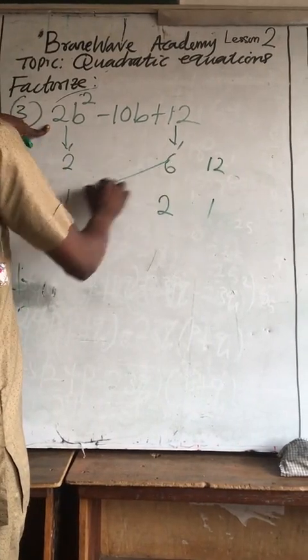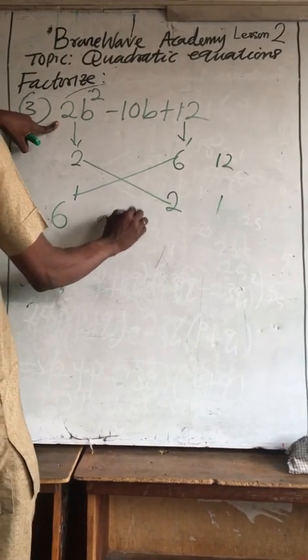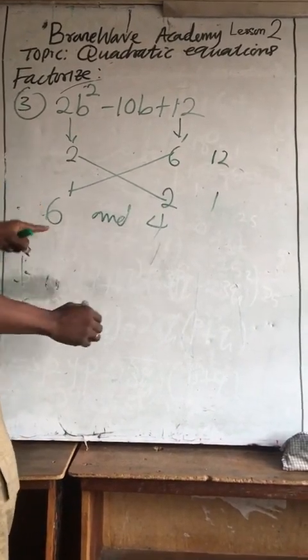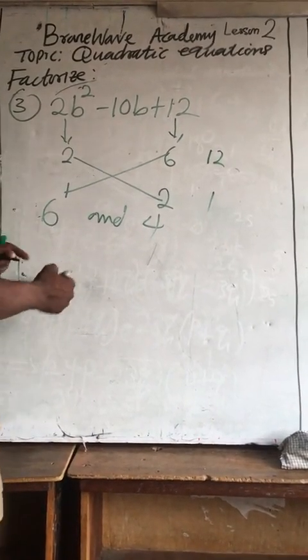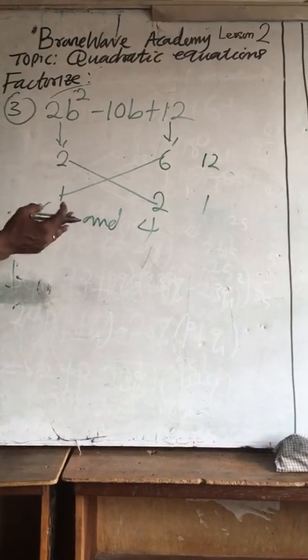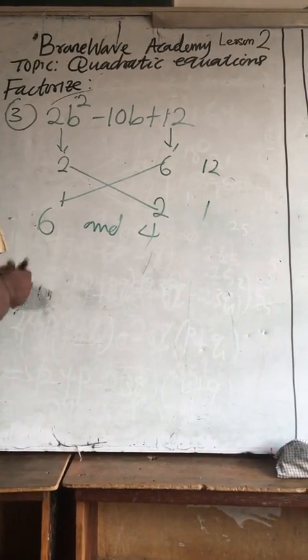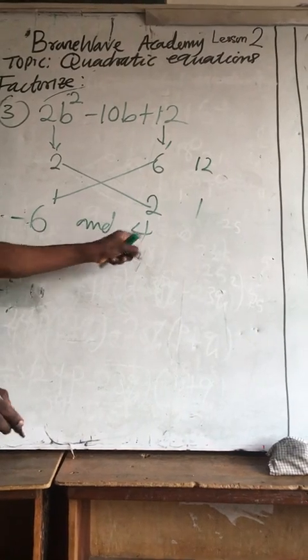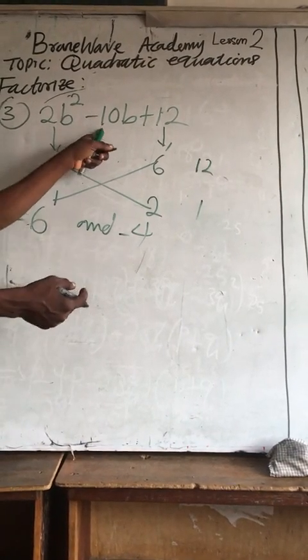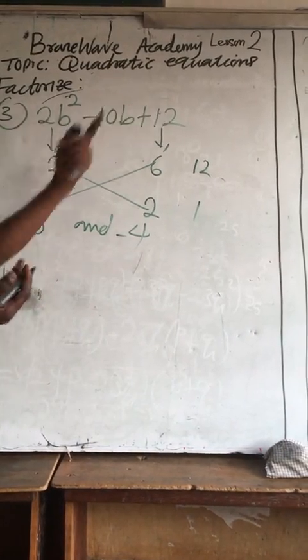This. Then cross multiply. 6 times 1 is 6. And 2 times 2 is 4. 6 plus 4, 10. So, which means that, how can I get minus 10? It's not actually 10, it's minus 10 that I want. I'll introduce minus here, I'll introduce minus here. Minus 6 plus minus 4 is minus 10. Minus 6 times minus 4, 24. Because 2 times 12 is 24.